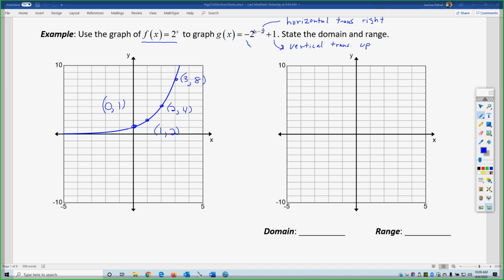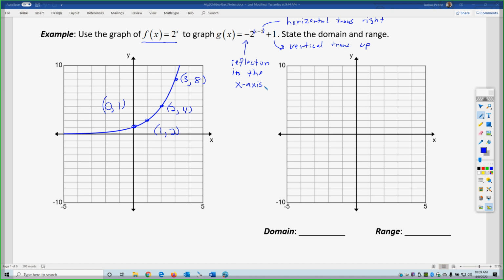And then we have this negative out front, which is a reflection in, well, if it's on the outside, it affects y. Inside affects x. So if it affects y, I changed my y value. Therefore, I went over the x-axis.